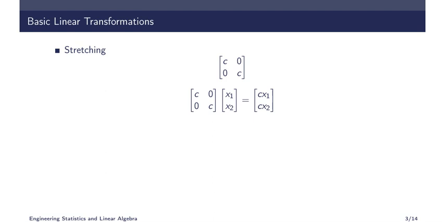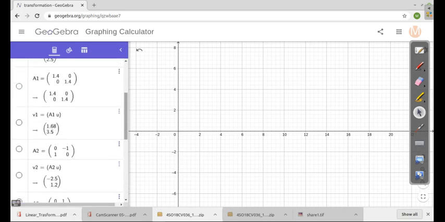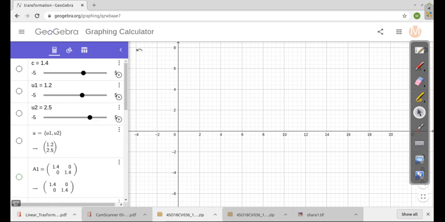So we will see this in animation, in GeoGebra. I have taken three variables c, and u1, u2 are the components of the vector. So this is the vector u. I can decide any vector in any space, in negative or positive or any axis. So I am taking any general vector u here. This point is (3.5, 2.5).